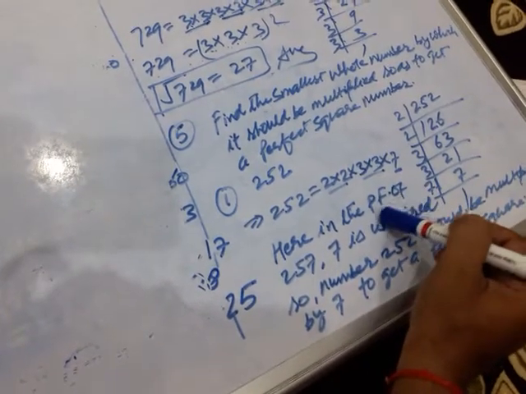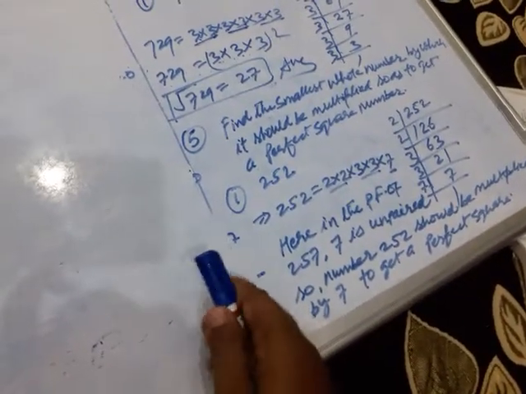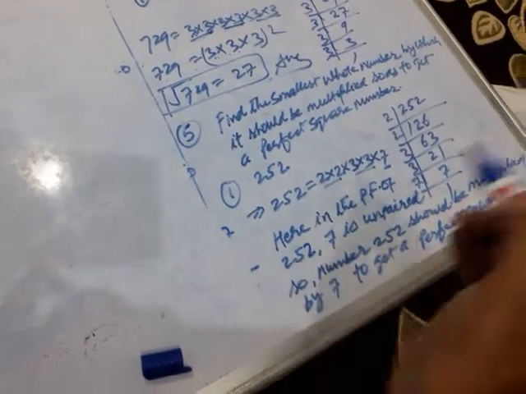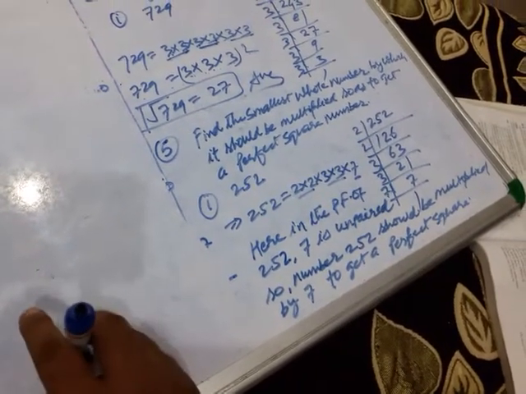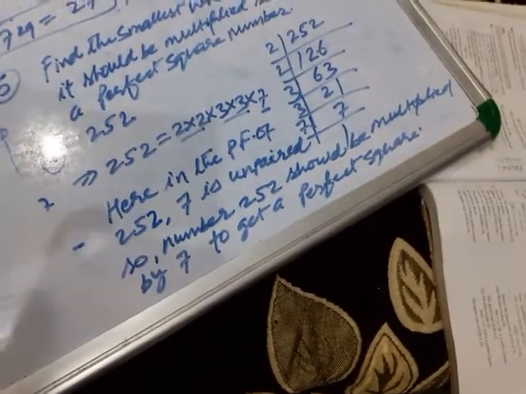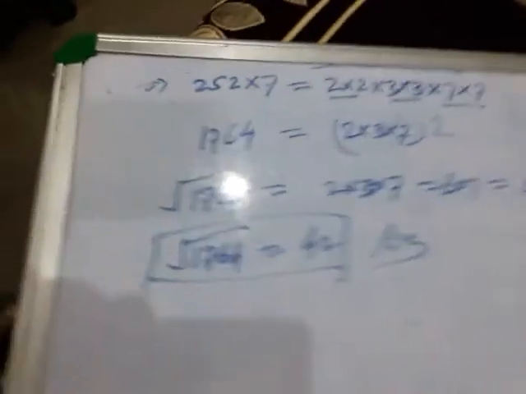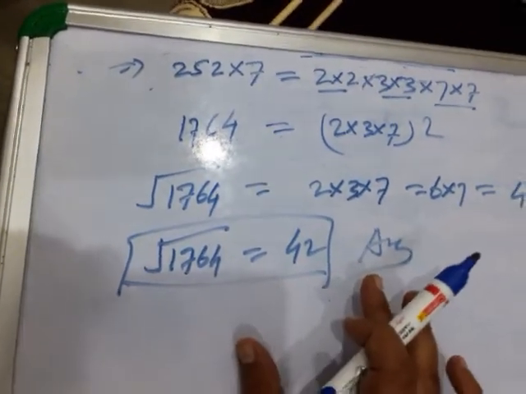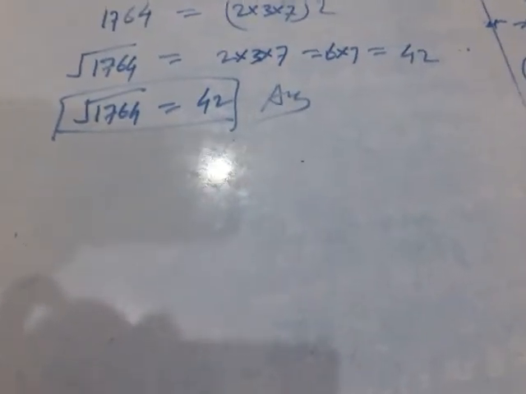In the prime factorization of 252, what is there? The number was 252. In the prime factorization of 252, 7 is unpaired. Unpaired means a single 7 is there. So the number 252 should be multiplied by 7 to get a perfect square. Now 252 multiplied by 7 gives 1764, and the square root is 42. Okay children, the remaining questions you can do yourself.